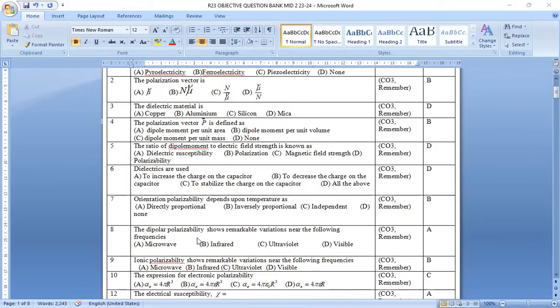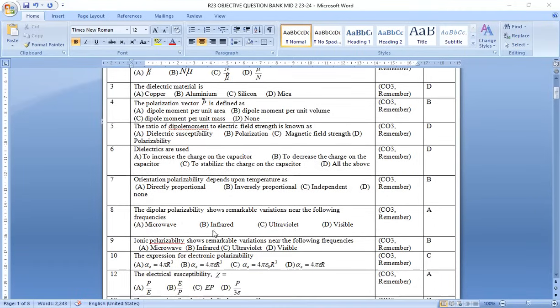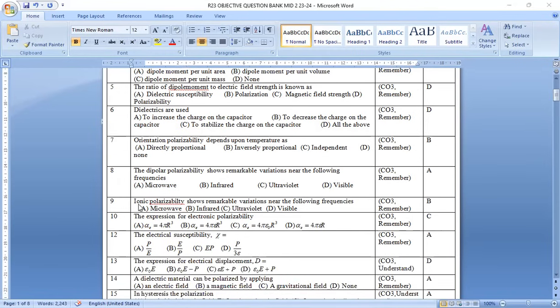And then the seventh one, the orientation polarizability depends upon the temperature as inversely proportional. And then dipolar polarizability exhibits remarkable variations near the following frequencies: microwave frequency. Option A is the right answer. Ionic polarizability exhibits remarkable variation near the following frequencies: option B, infrared. The expression for the electronic polarizability is option C, 4 pi epsilon naught r cube.